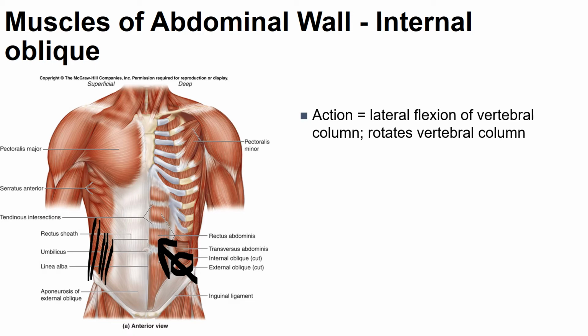So if I erase this, you can see a little bit of that forming right here in the yellow as I'm highlighting. And so again, the internal obliques work with the opposite side of the external obliques in terms of rotation of the vertebral column.